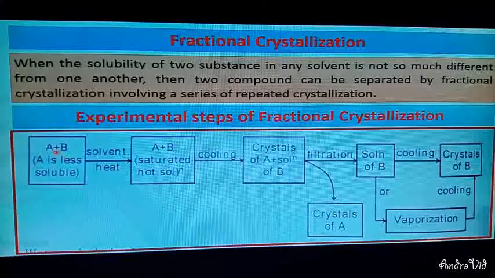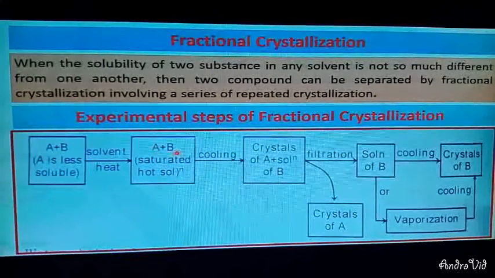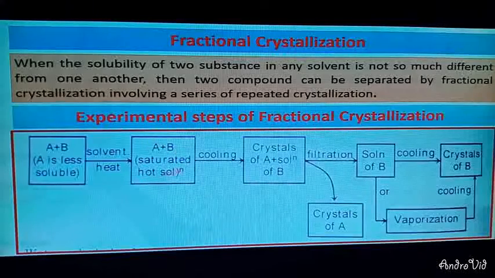Basically, for example, for the first time you have to take two solid substances where A is comparatively less soluble in this solvent than B, okay. When you heat the system, both A and B will dissolve in this solvent. By this way, a saturated hot solution of A plus B will be produced here, okay.